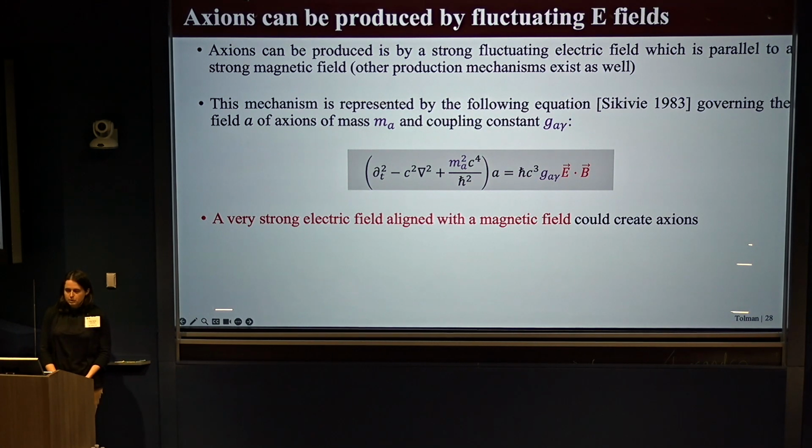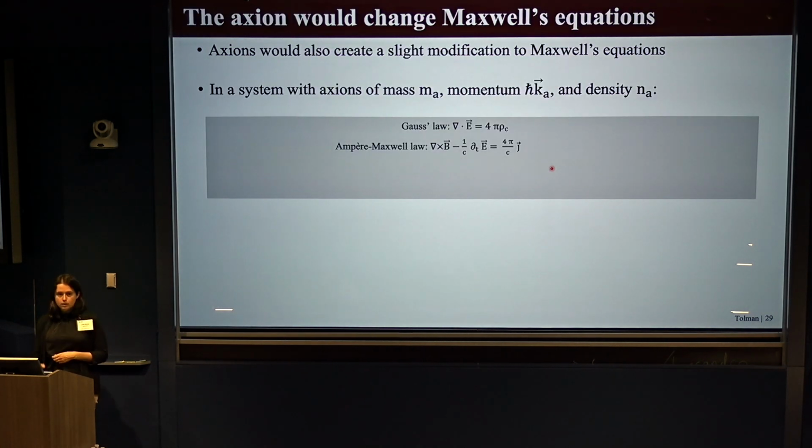This mechanism is represented by the following equation, governing the field A of axions of mass m_a and coupling constant g_aγ. So this equation is given in the gray box. It relates the time derivative of the axion field to a spatial derivative, the axion mass, the axion field, you've got a coupling constant, and you've got electric and magnetic fields. So you can see that these red terms could potentially source axions.